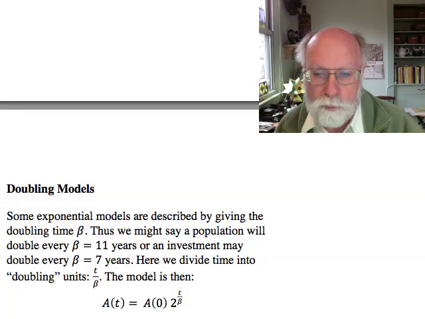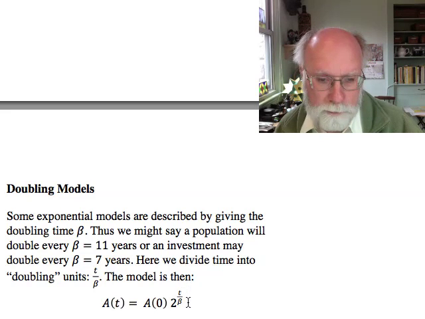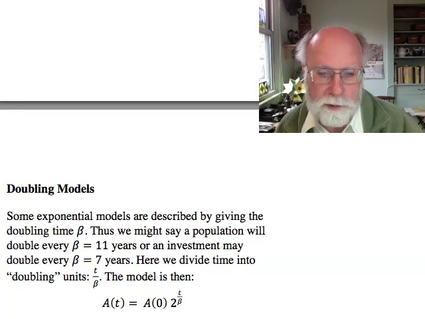Again, we can think of our model as having its time changed to time divided by doubling time. So we have the number of doubling units that our time represents, and for each of those we multiply by 2. So A of t, the amount at time t, is A0 times 2 to the t over beta, over the doubling time. And we could do a series of problems with doubling times, and in fact we did do that in the first video. There was one doubling time example there.